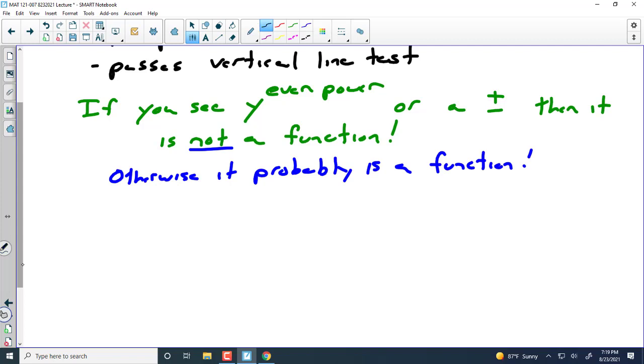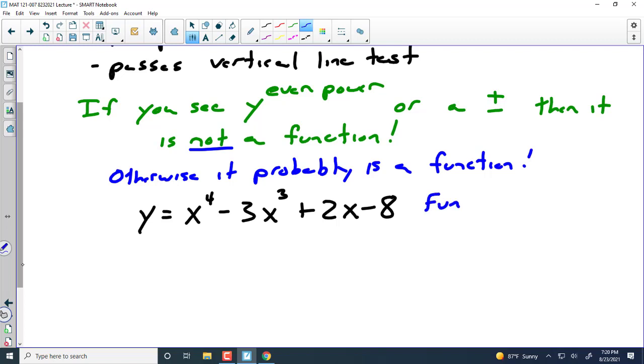So let's try our knowledge here. Y equals x to the fourth minus 3x cubed plus 2x minus 8. Yeah, I see an even power up there. I see an x to the fourth. Does anyone see an even power on a y? No. I know you see a minus sign here and a plus sign here, but does anyone see that plus minus symbol that's kind of stacked like that? No, it's not there. You know what this is right here, everyone? This is a function. No plus or minus, no y to an even power. This is a function right here.